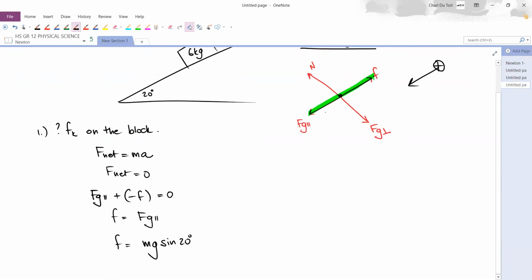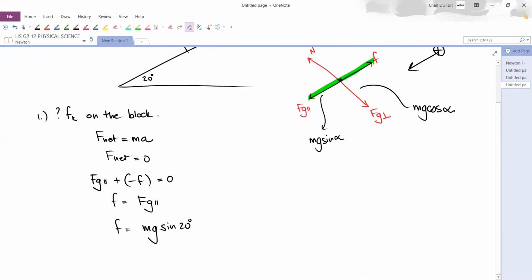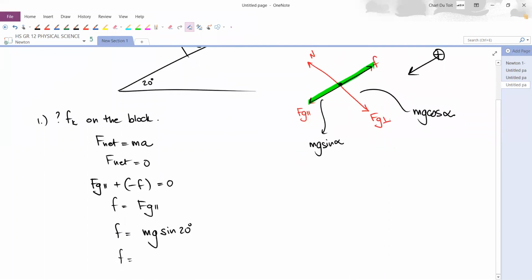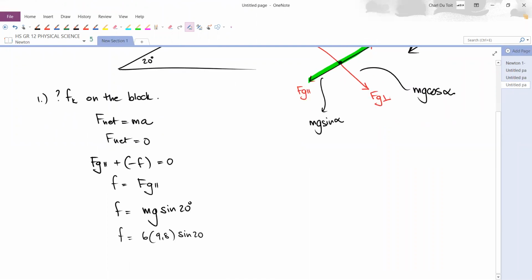Remember, the parallel force is mg sine alpha, while the perpendicular force is mg cos alpha. So the frictional force is the mass of the object, I think it's 6, times 9.8 times sin 20. On the calculator, that is 20.11. 20.11 Newton upslope.